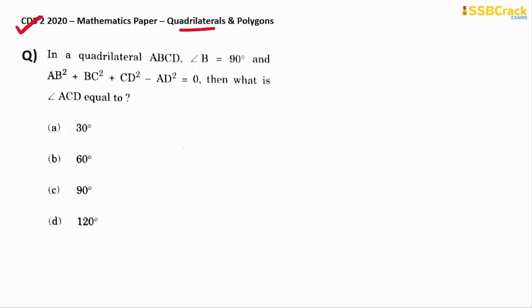upon quadrilateral concepts. So we have a quadrilateral ABCD with one of the angle measures 90 degrees. Alright, and we know this relation: AB square plus BC square plus CD square minus AD square equal to 0, provided in the question. So we shall determine what the measure of angle ACD is then. Is it 30 degrees, 60 degrees, 90 degrees or 120 degrees? This question is very easy. This is a geometry question, basically based upon the conditions in the question only. You have to be attentive while reading the question and try to use all the provided conditions in the question to come to the final answer.